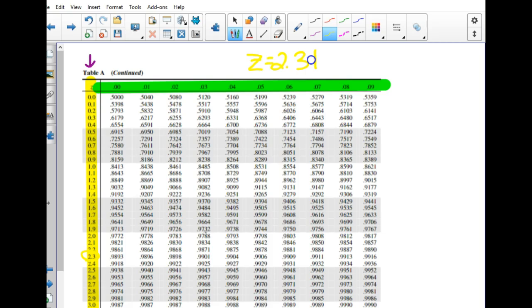So for 2.31, I'm going to use the highlighter again. I'm going to go to 2.3, and I'm going to go to this row. I'm going to highlight it. You guys don't have to because you're going to use it over and over. 2.3 for the first two, and then 0.01 for the last digit. Do you see where that goes? So 2.3, 0.01, 0.9896. And that's the probability of getting a z-score less than 2.31.